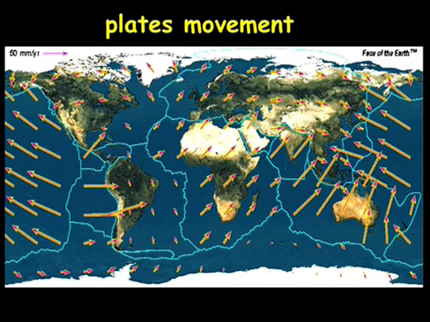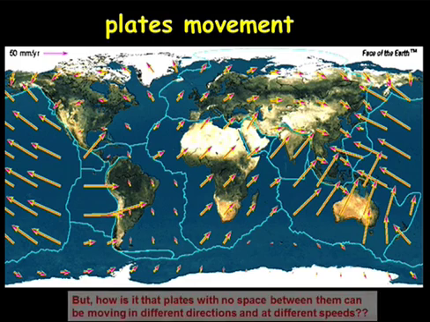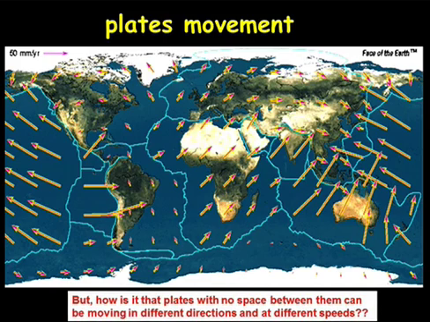Each of the Earth's tectonic plates is moving in a direction shown by the arrows on this map. The length of each arrow indicates the relative speed that the plates are moving. The long arrows are faster, the shorter ones slower. The average speed of movement of these plates is about 1 centimeter per year. That's about the speed that your fingernails grow. But how is it that plates with no space between them can be moving in different directions and at different speeds?